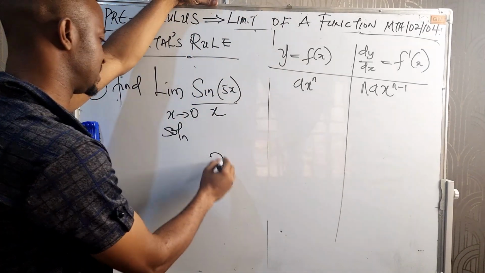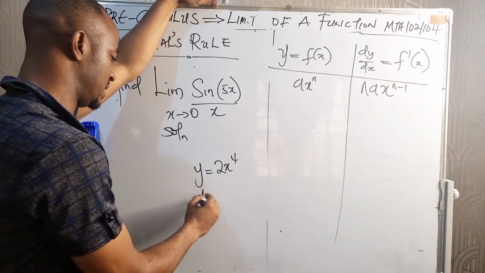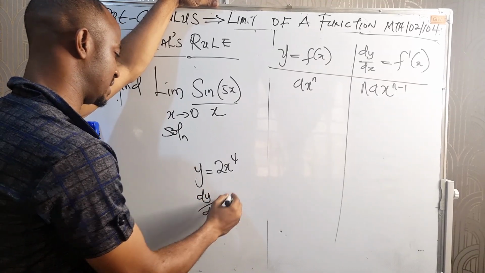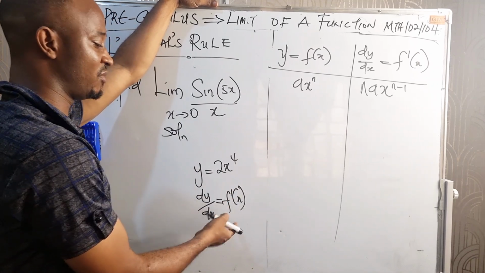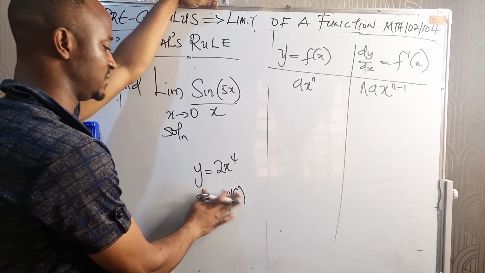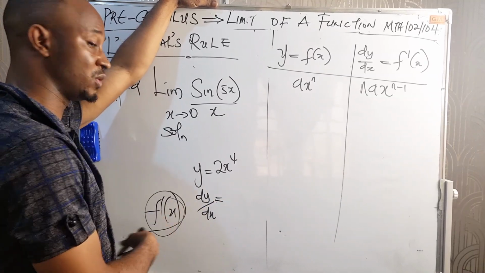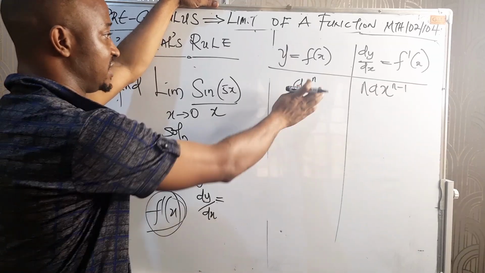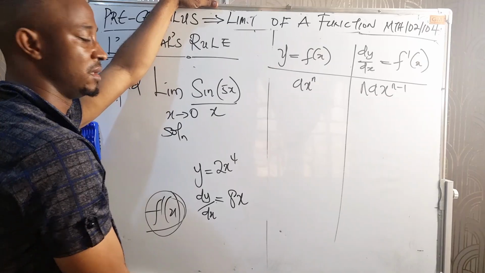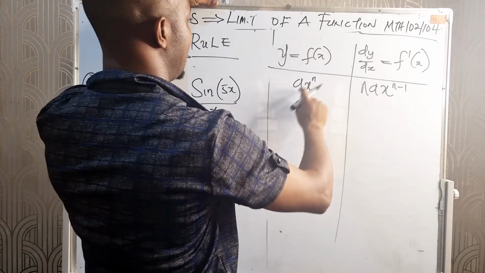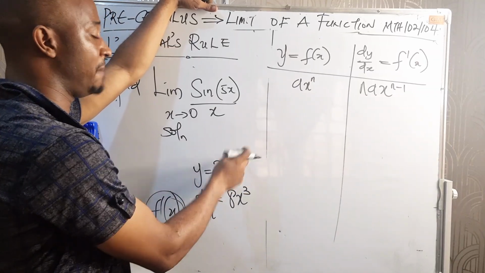A good example is this. If I have y equals 2x to the power of 4, it means my dy dx, which is the same as f prime of x, because f prime of x means dy dx. Anytime you see me use f prime, just know that it means dy dx. So dy dx here, from the general rule, the power is 4, so 4 times 2 is 8x. The rule says subtract 1 from the power, and that will give us 3, because 4 minus 1 is 3.